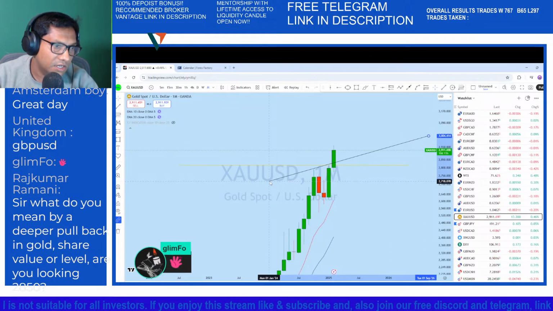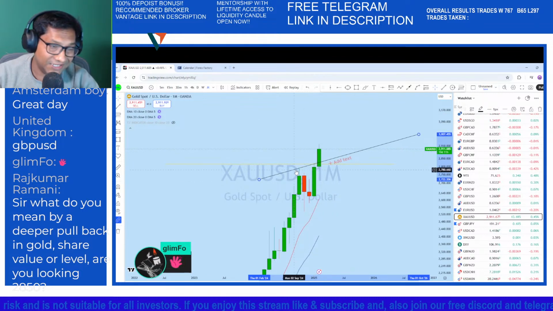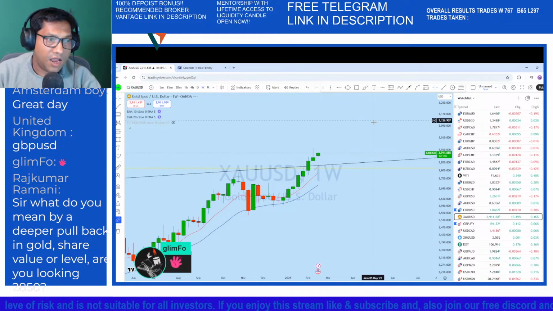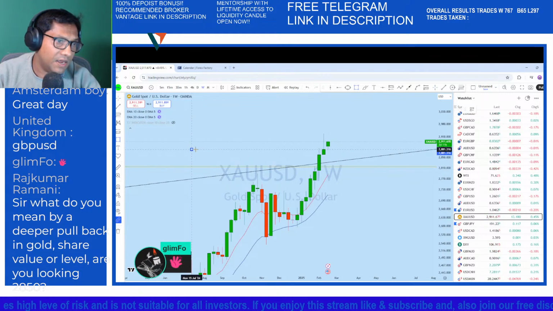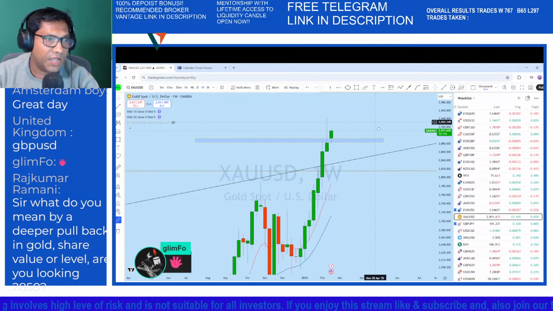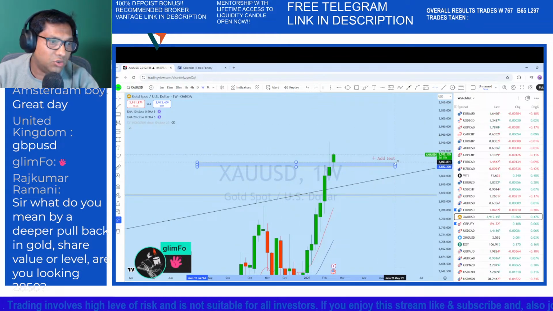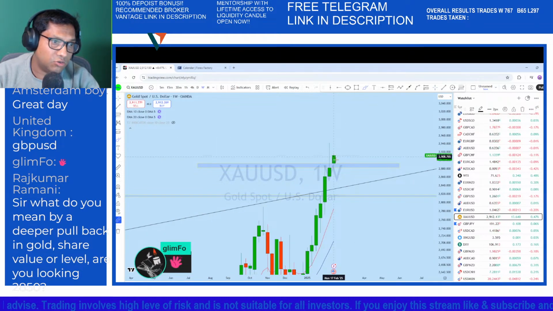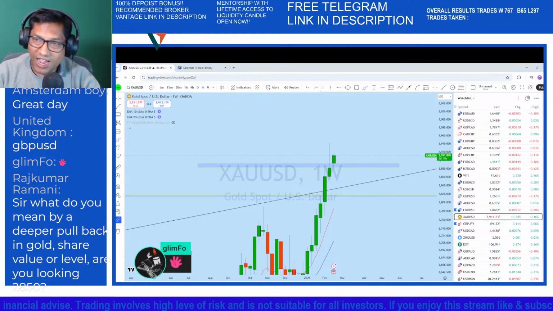I have drawn that line here, which is the resistance turning support. And we can see that from the weekly perspective, there is a massive weekly gap opening here, which is pretty important. We can see that this is the weekly support level. Therefore, in that zone, which is the weekly gap, I'm expecting the market to retest and then bounce back up to create a new higher high.